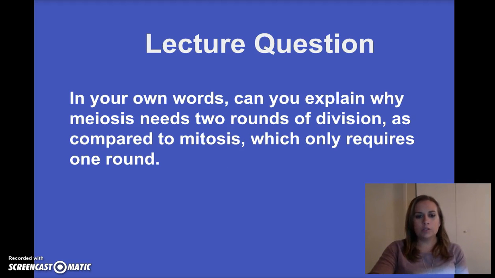So your lecture question for today is, in your own words, can you explain why meiosis needs 2 rounds of division as compared to mitosis, which only requires 1 round?